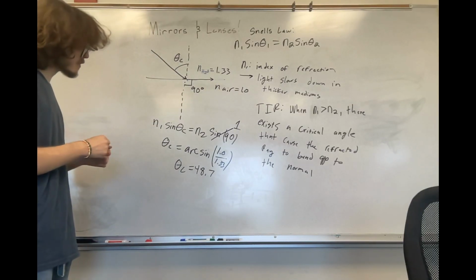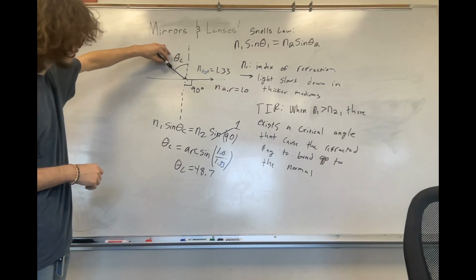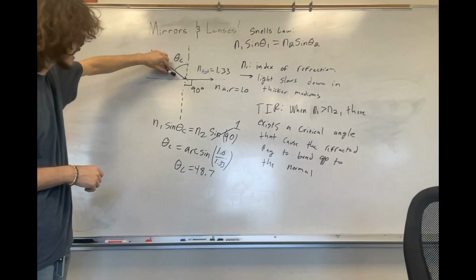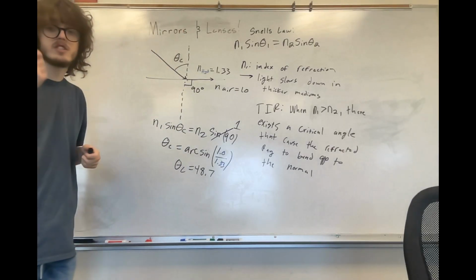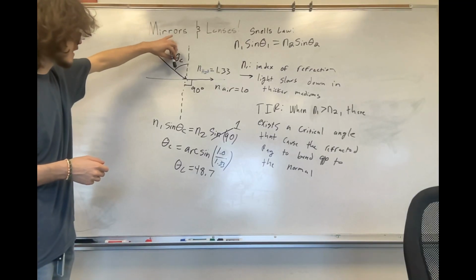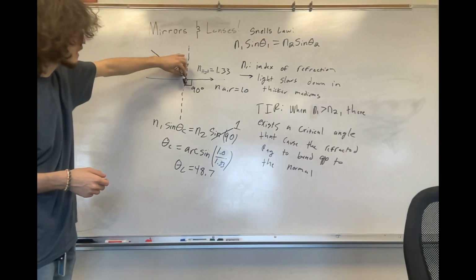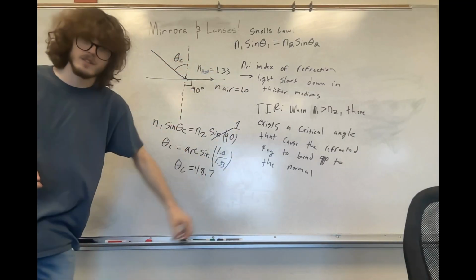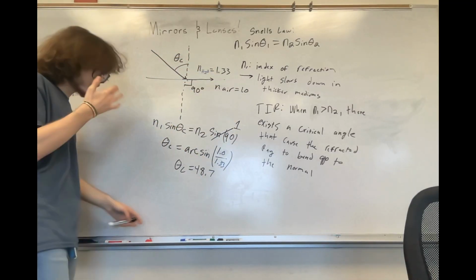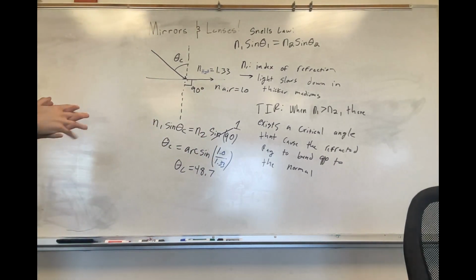And basically what this means is anything past 48.7, if I go a little bit past that, we're just going to get reflection. There's going to be 0 refraction that we're going to see. Anything less than 48.7 will get refracted. So let's say we have an angle like this, it might go something like that, okay? So an important concept, total internal reflection. And that's all you need to know about refraction.